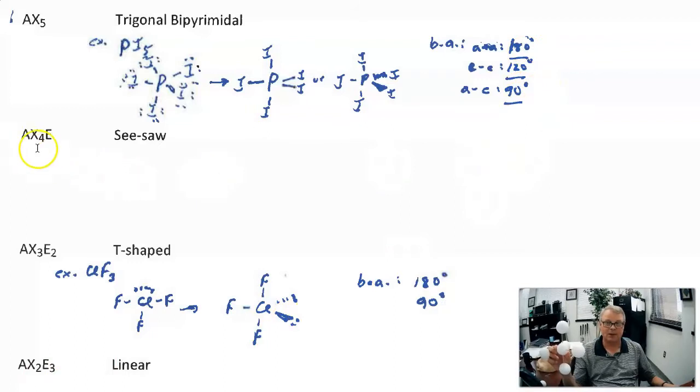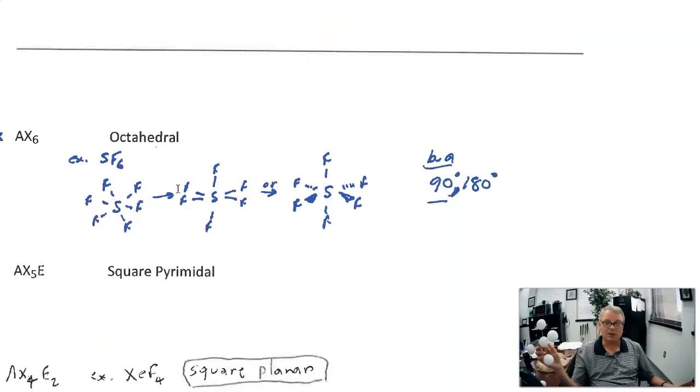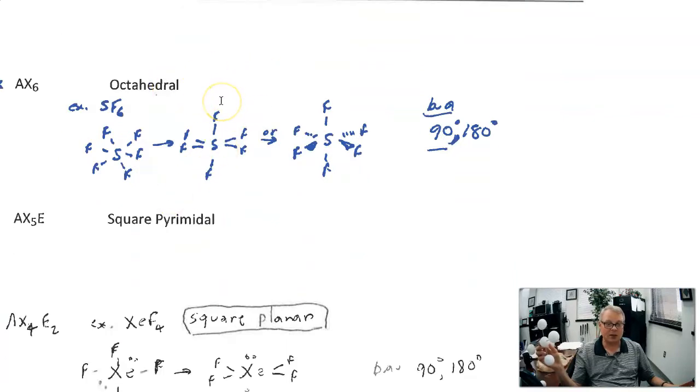Okay? Your AX4E, your AX3E2, and your AX2E3 all belong to the AX5 family because you have 5 pairs not being shared. So we'll skip those for now, and we'll go to the last one of the families here, and that would be your AX6 family. That stands for 6 shared pairs, no unshared pairs on the central atom. An example of that would be this molecule, and that's SF6. This is sulfur hexafluoride. Sulfur hexafluoride, if you drew the dot structure, would look like this, and of course you can put the dots in around the fluorine. I didn't do that, but you have essentially 1, 2, 3, 4, 5, 6 shared pairs, no unshared pairs, sitting on that central atom. That's what makes it an AX6.